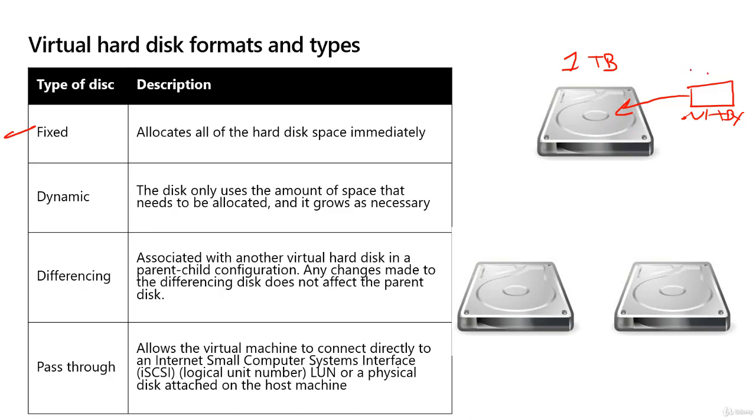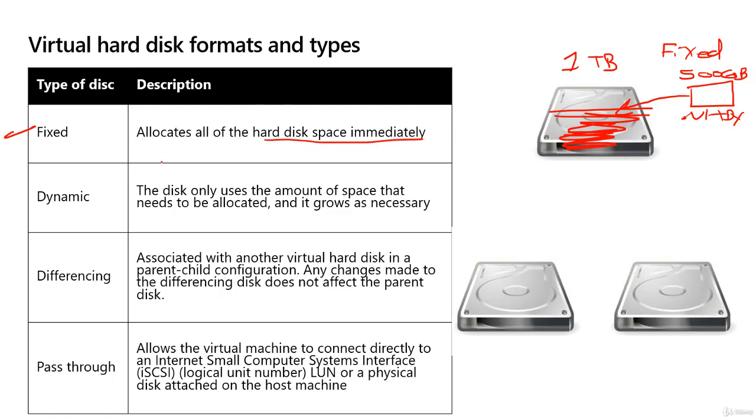Let's say you make this virtual hard drive 500 gigs. Now, if you make this a fixed disk, this is going to consume 500 gigs of space. So your virtual hard drive is really going to take half of this space. So when you go back to your physical hard drive and click on it on the host machine, it's going to tell you that you have just over 500 gigs of free space left, and that this 500 gigs is actually consumed. That's a fixed disk. All the hard disk space is immediately allocated.